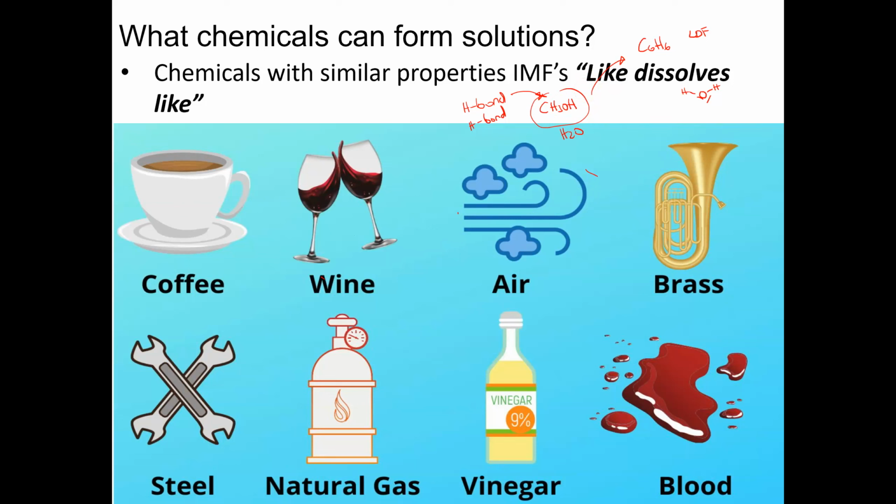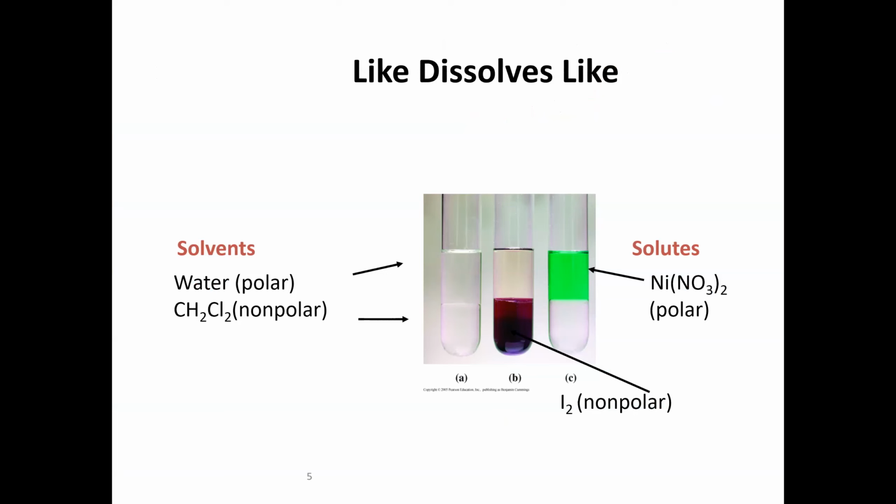So that's how you determine if two things can mix. That's how you determine if a solution is possible. You look at the IMFs, and if they're similar, yes, they'll dissolve. If they're not, they won't.